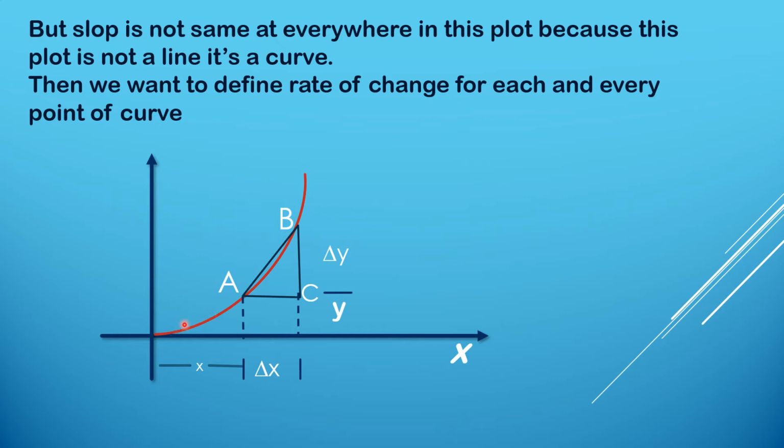So this curve is not the same everywhere, and because of this, the slope of this curve is also not the same at every point. Okay, so for this we can define something new.